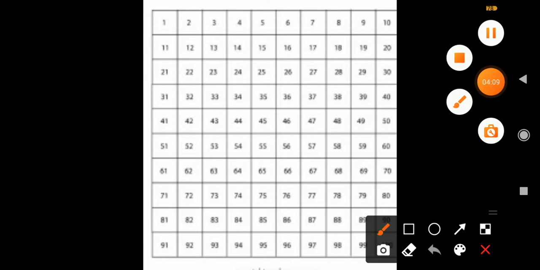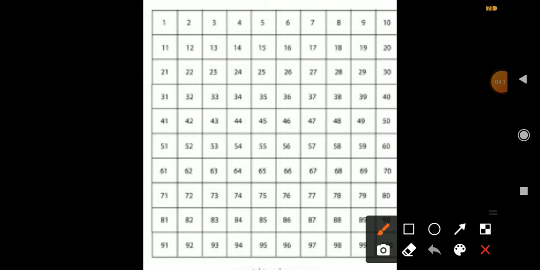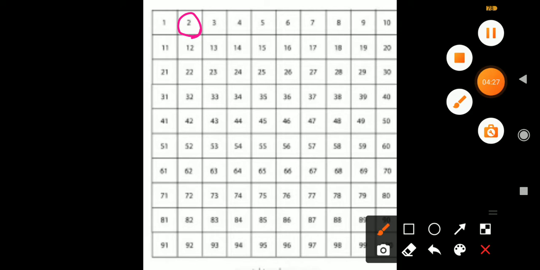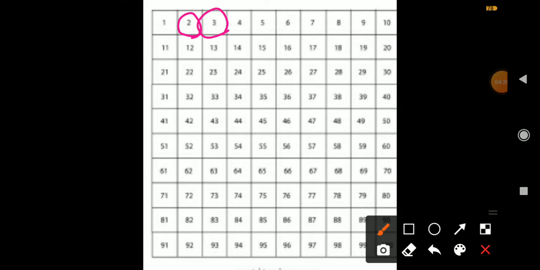Here the lines are written horizontally: 1 2 3 4 5 6 7 8 9 10 11 12. You can write vertically or horizontally. You have to circle those numbers which are present in their own table only. Just now I told you that 2 is present in its own table only. Then 3 ones are 3.